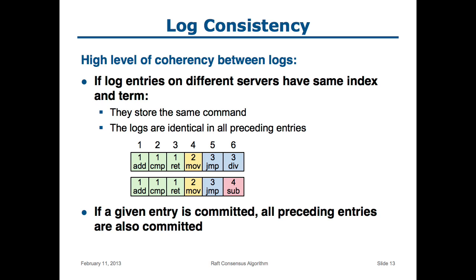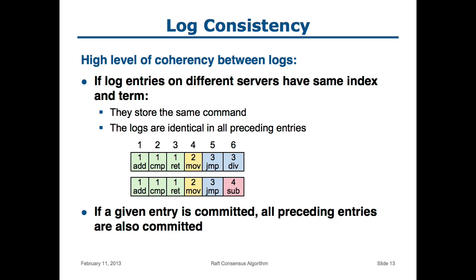Raft tries to maintain a high level of consistency between the various logs in a cluster. Ideally, they'd all be identical at all times, and we can't of course do that, given there can be crashes. But as much as possible, Raft tries to keep the logs identical. And this slide lists some properties that are always true at all times.